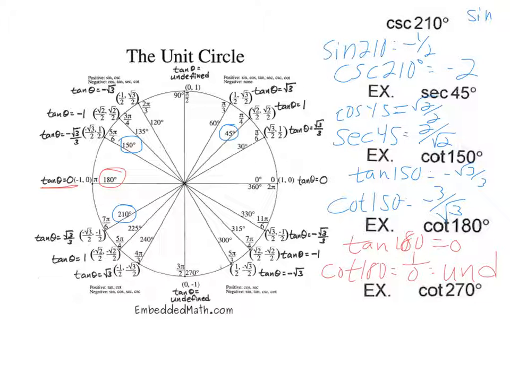A similar situation, the cotangent at 270. If you look at the tangent at 270, it's undefined. That's because it has come from dividing by 0. So we had something over 0 to make that happen. If you flip that, then the 0 would be on top, which is okay. And 0 divided by anything is just 0. So the flipped over of 0 is undefined. The flipped over of undefined is 0.